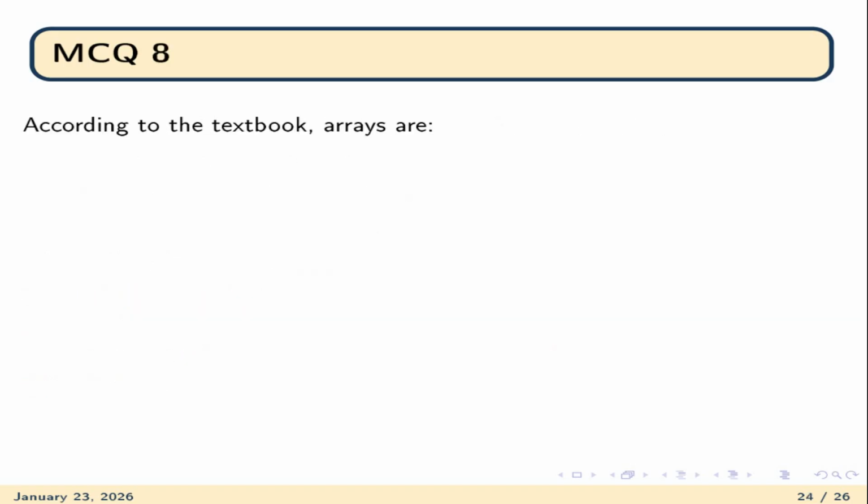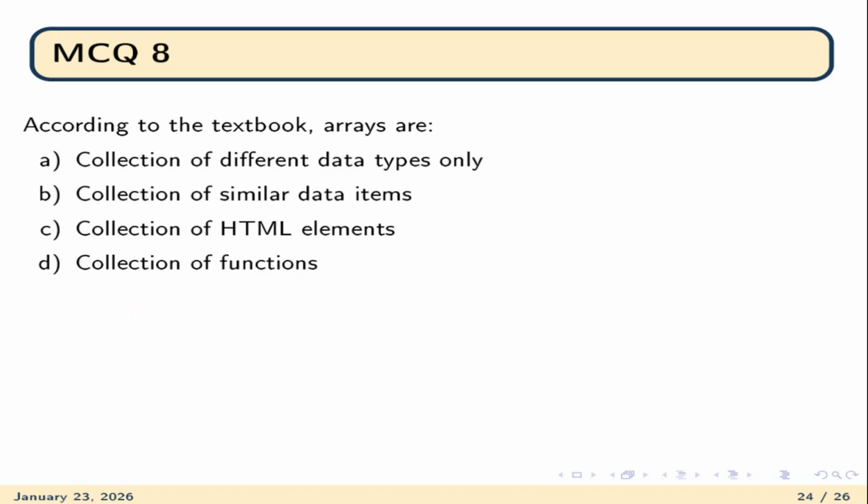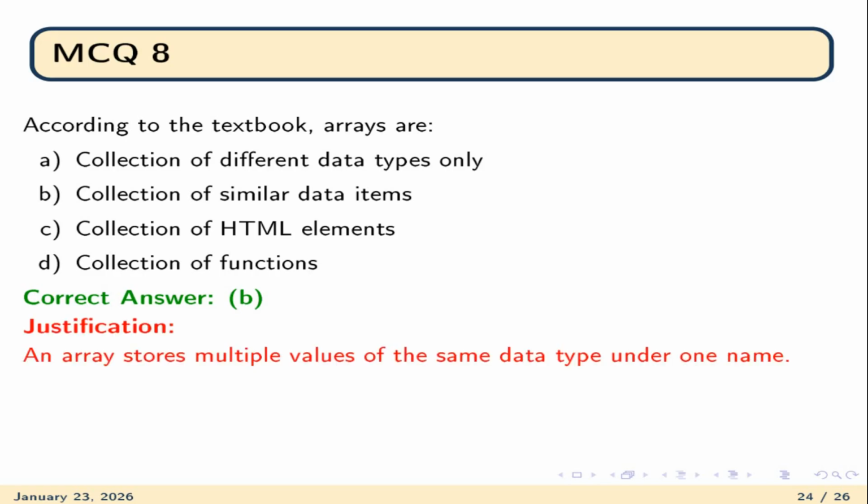Question number 8. According to the textbook, arrays are: a collection of different data types only, a collection of similar data items, a collection of HTML elements, a collection of functions. It should be B, a collection of similar data types. An array stores multiple values of the same data type under one name. Okay, that is array.